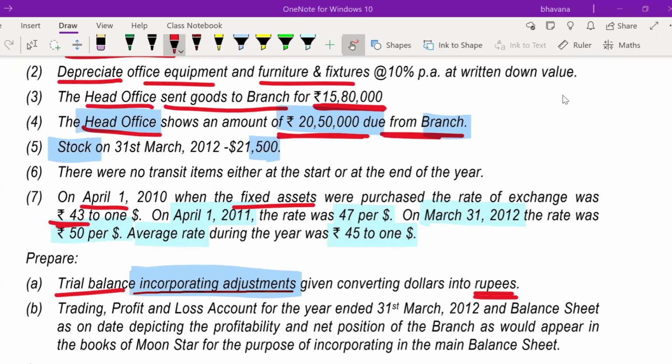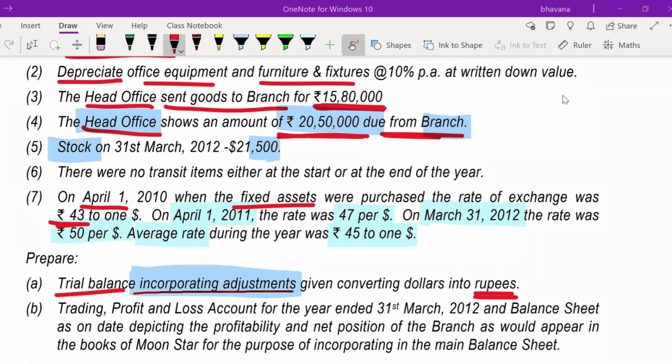Where will we use this in the question? Can someone tell me? Will this be of any help to us in the question? Answer. You have office equipment, you have furniture and fixtures. It will be of no use. No use. You're sure? Right.